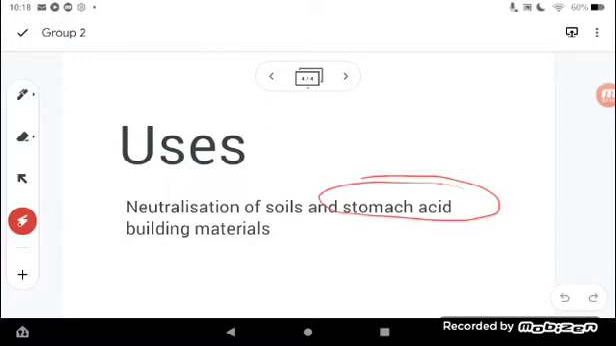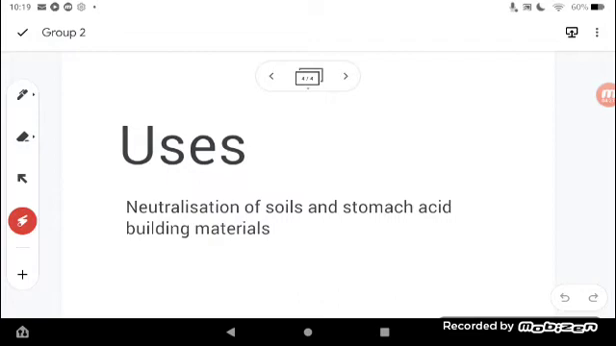Same with stomach acid. You'll have heard of milk of magnesia. This is the old remedy for indigestion. The milk of magnesia uses magnesium in it, so it's magnesium hydroxide. The magnesium hydroxide will go into the stomach acid. It will neutralize some of the stomach acid.